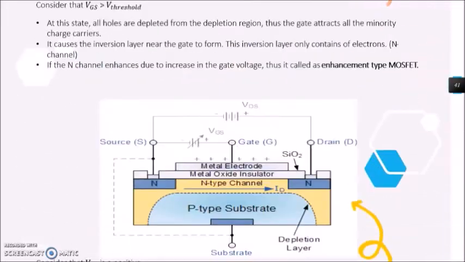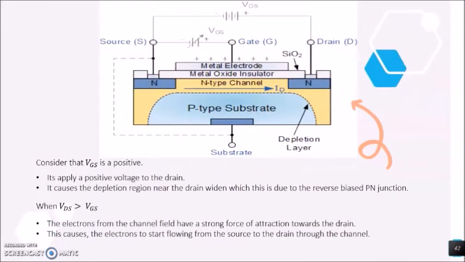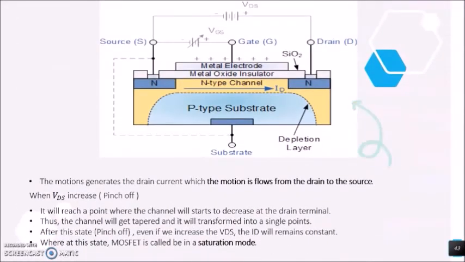Consider that VGS is positive. We supply a positive voltage to the drain. It causes the depletion region near the drain to widen, due to the reverse biased PN junction. When VDS is greater than VGS, the electrons in the channel feel a strong force of attraction towards the drain. This causes the electrons to start flowing from the source to the drain through the channel. The motion generates the drain current, which flows from the drain to the source.